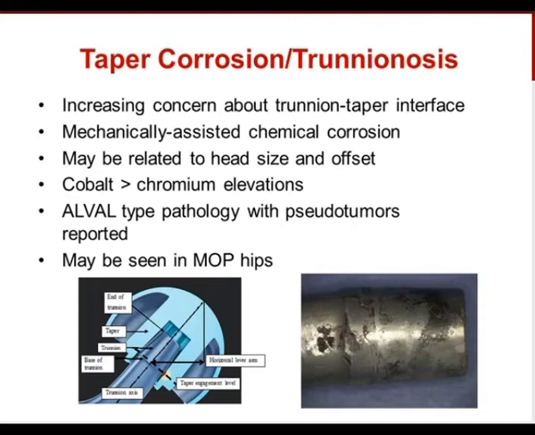The end result of this can be an ALVAL type pathology, similar to metal-on-metal total hip arthroplasty, with pseudotumors and local tissue necrosis reported. This may also be seen in metal on polyethylene total hips, so this is not isolated to a certain particular bearing type. There has been a move away from metal hips towards ceramic hips in the past few years to try to alleviate some of these concerns.